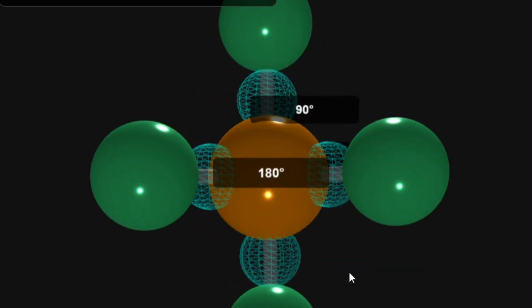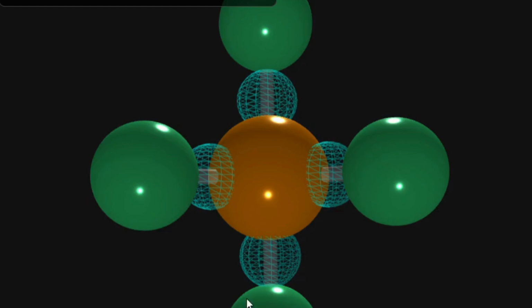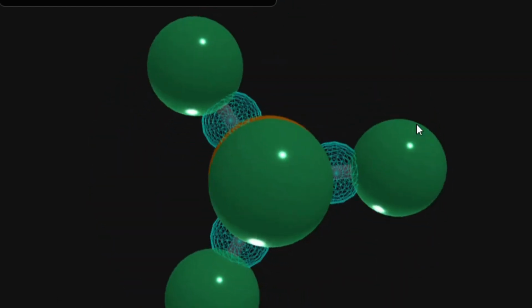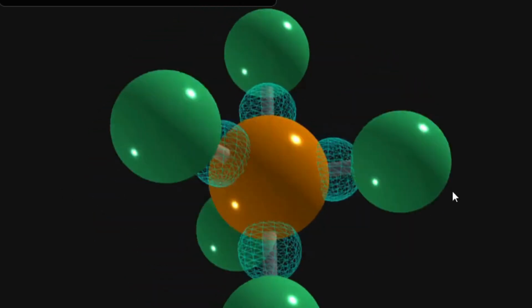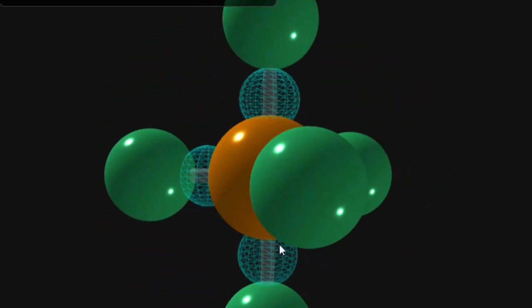To summarize, phosphorus pentachloride is covalent. Phosphorus forms 5 bonds. An expanded octet occurs. The molecule has trigonal bipyramidal geometry. Axial and equatorial bonds differ in position and strength.